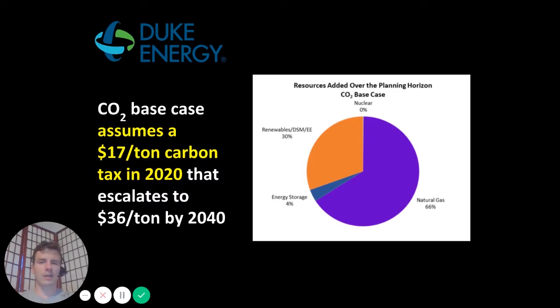Now, interestingly, this is a plan that incorporates a cost of carbon. There is not a carbon tax in the United States, but Duke Energy is already charging itself a cost of carbon on the order of $17 per ton that starts in 2020 and escalates to $36 per ton by 2040. It's not actually taxing itself, but it is assuming that a cost of carbon is in place when making decisions about what new types of power plants to build.